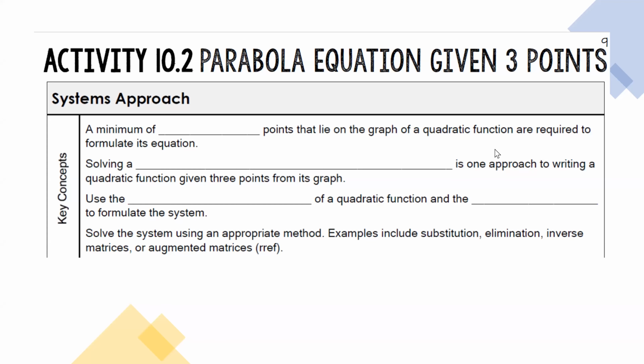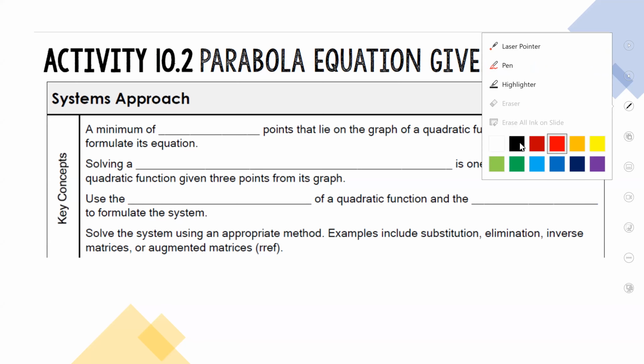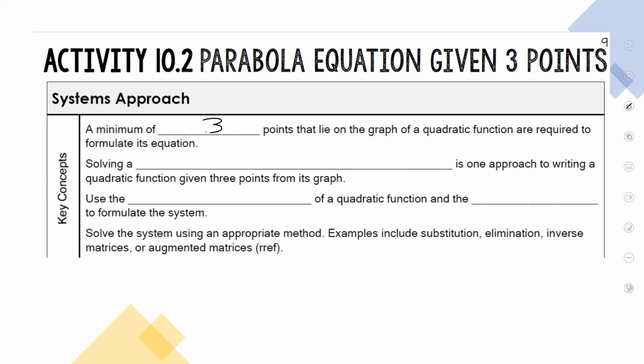All right, so today we're learning a new lesson. We are going to be finding the equation of a parabola given 3 points. Okay, so that's our first blank. We need a minimum of 3 points that lie on the graph of a quadratic.